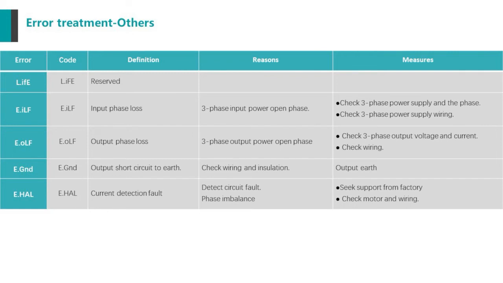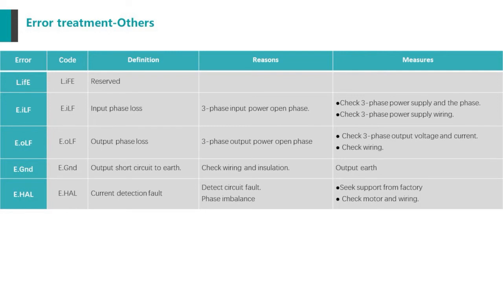The ILF and OLF are for phase loss protection. Most of our customers may use a single phase pump, especially in the Middle East area and African countries. If they use a single phase pump but they don't set the single phase mode or didn't cancel the single phase protection, the inverter could display this fault.